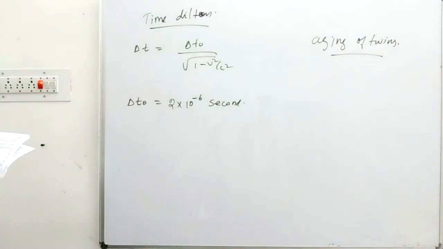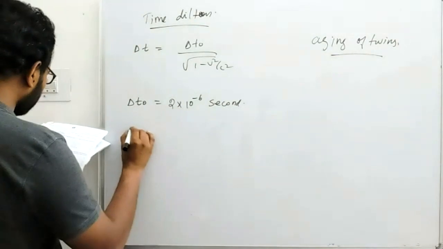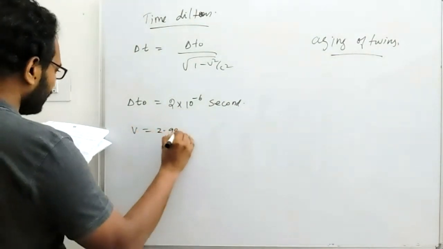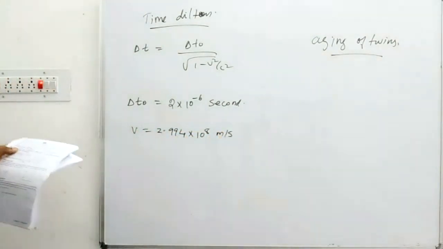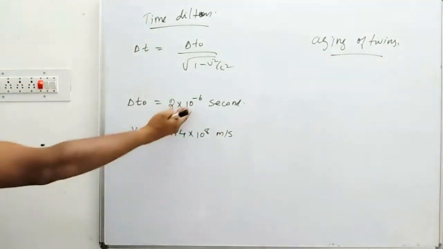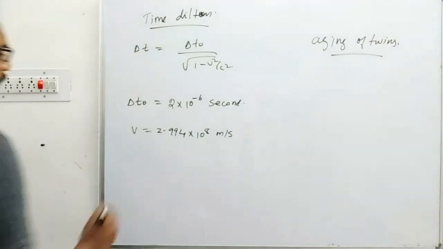What distance can a meson travel before decaying if its speed is v equal to 2.994 into 10 raised to 8 meter per second? That's the velocity. This is the average lifetime. So what's the average distance that this muon would travel before it decays? We are talking about averages. So how do we find this?